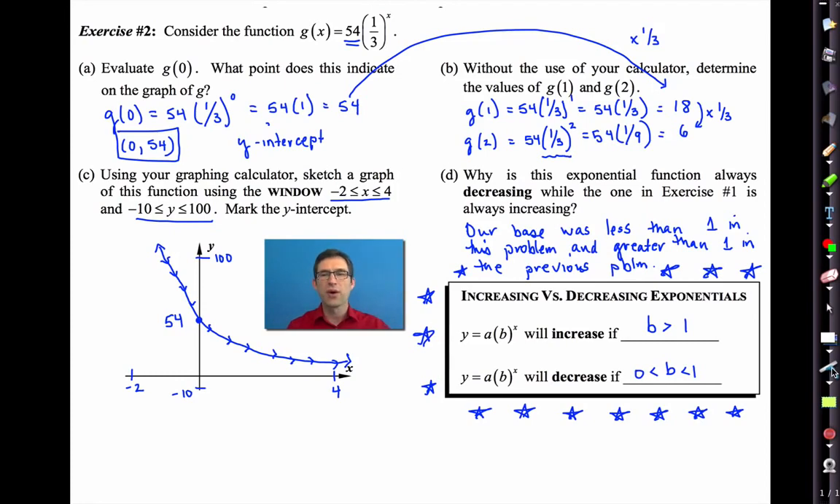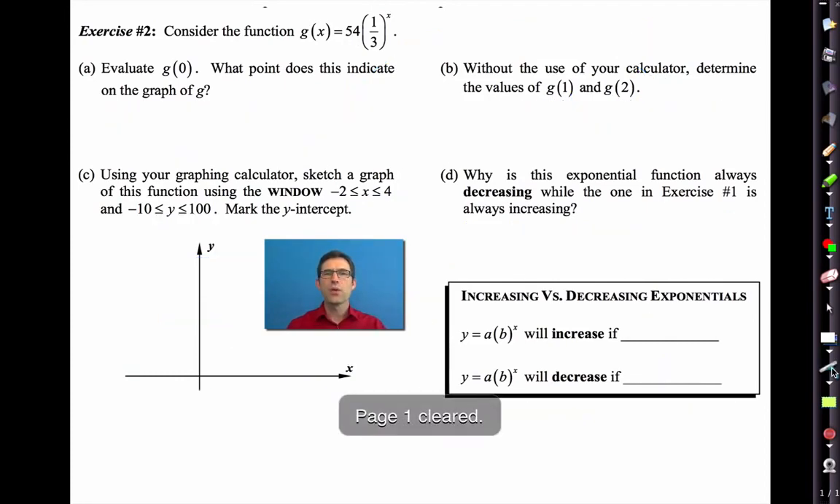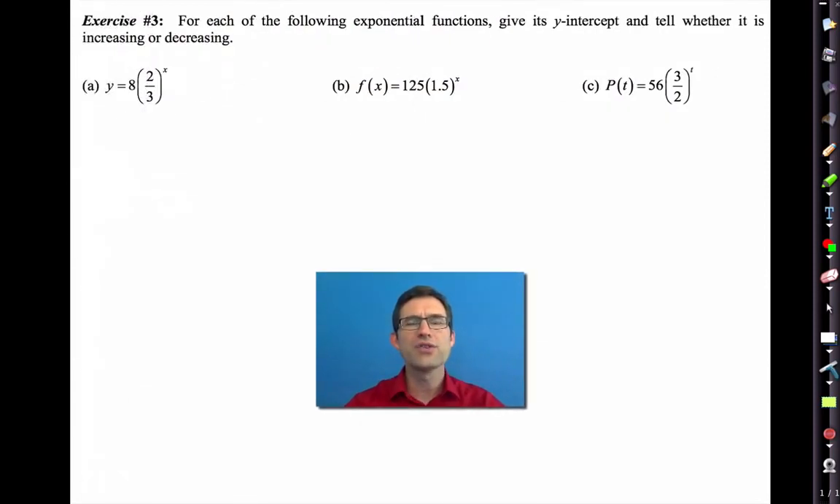Okay, let's keep going. So we just saw some really important stuff, all about what's the y-intercept and does the function increase or decrease. So just a real quick check on that, whether or not you've got that. Exercise 3 says for each of the following exponential functions, give its y-intercept and tell whether it's increasing or decreasing. All right, well, what I'd like you to do is pause the video right now and see if you can do these. They're actually very, very quick.